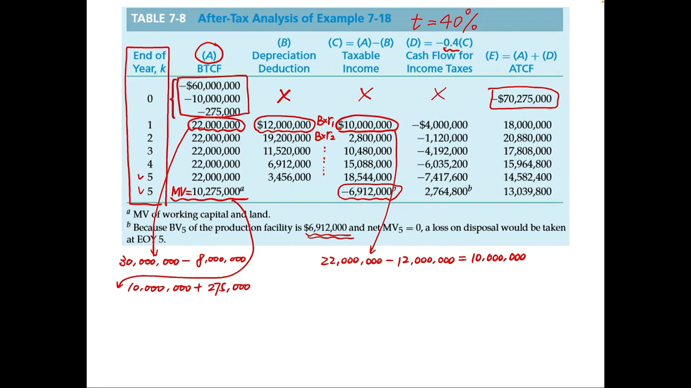And to answer the second question about whether the project is a sound one or not, you need to use this column to calculate the PW, if you're using the present worth method, and see if the present worth of all these cash flows is bigger than 0 or not.